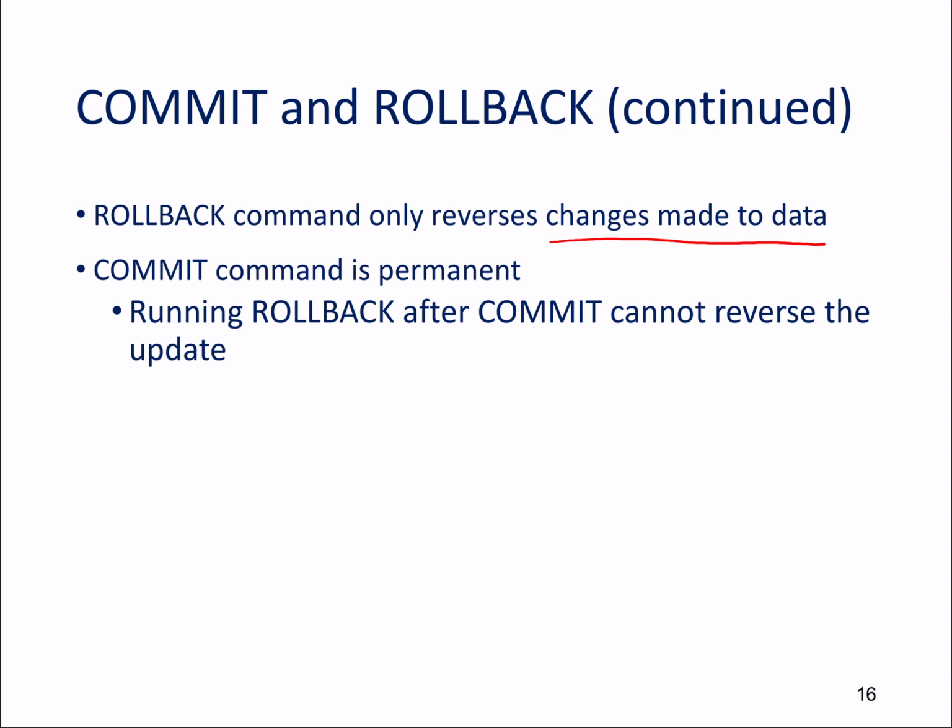And once more, because commit will save all the changes permanently, running a rollback immediately after commit cannot reverse the update because those changes have been saved permanently.